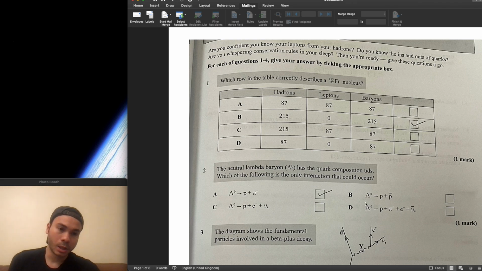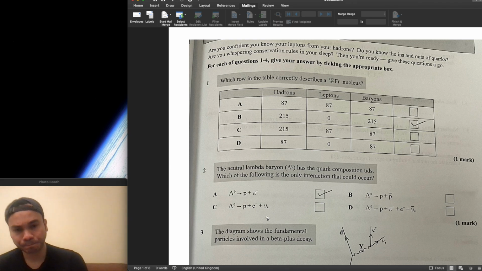Let's look at B. Charge of 0 on the left, charge of +1 on the right. Already charge is not conserved. Baryon number is conserved because this is 0 and 1, 1, and the lepton number is 0, 0. But the charge is not conserved. So B is incorrect. Let's look at C.